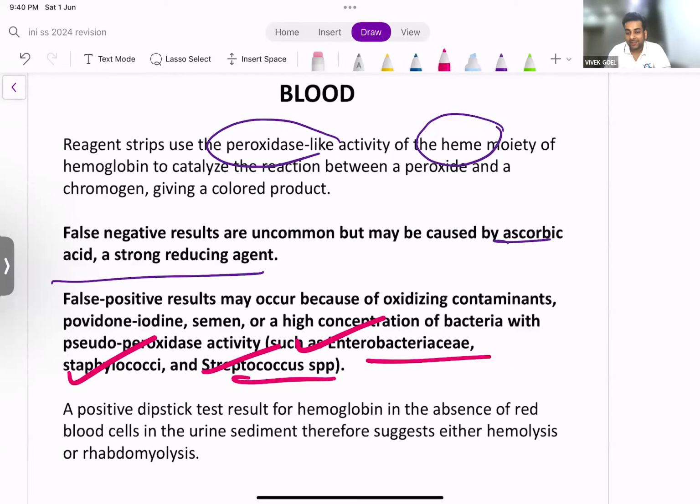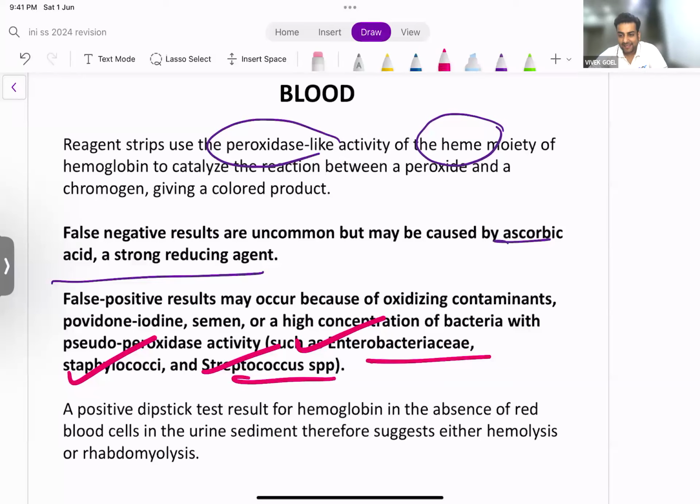And that is why, my students, very commonly in a urinary tract infection sample of urine with Enterobacteriaceae, you will get blood to be 2 plus or 3 plus. Now, there are two things to it. A UTI could cause hematuria, and it can even cause a false positive reaction in the dipstick. So it's very, very difficult to know unless on microscopy you see RBCs in the urine, which is very, very important. Also remember, if a dipstick test is positive for hemoglobin in the absence of RBCs in the urine sediment, it could either mean there is hemolysis or there is rhabdomyolysis.